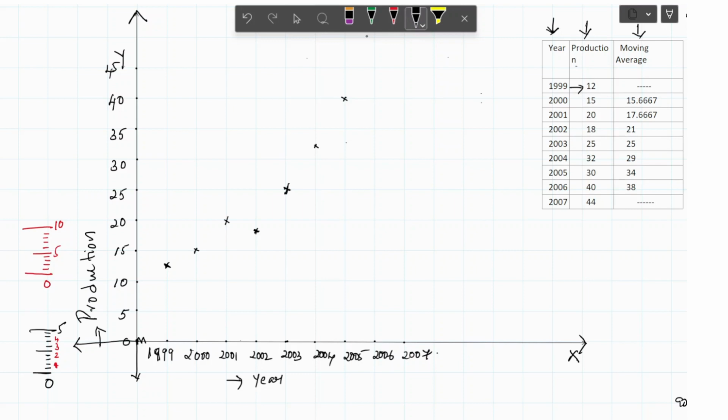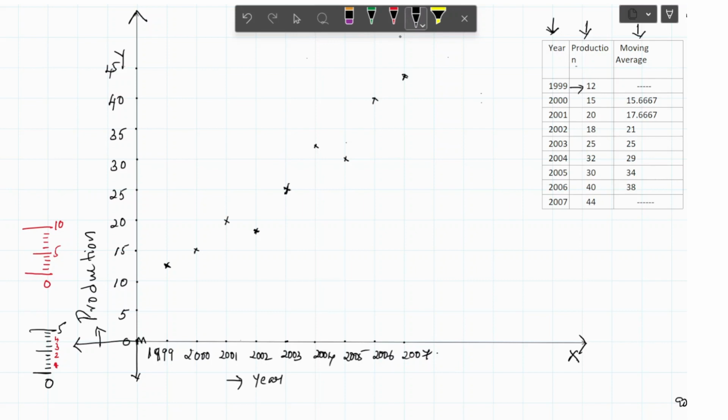Then it is 40, 2005. 2005 is not 40, that is the next one. 2005, that is 30, it is coming down again. 2006, it's going up to 40, that is going to be here, 40. And 2007, it is going to 44. That means below the 45 division, that is 44.